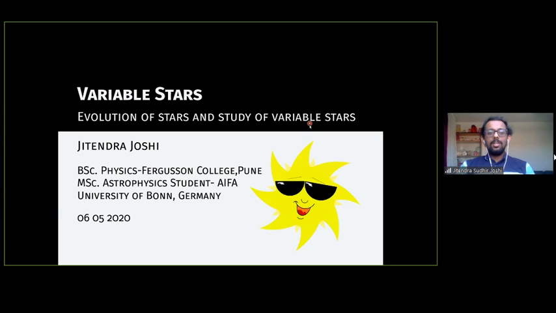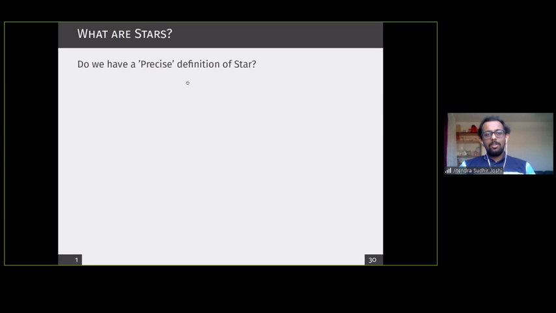So as usual, my first question always is, what are stars? And do we have a precise definition of a star? It's more like defining a continent. When we say a continent, normally geographically, we say it's a large expanse of land covered by sea or ocean on all sides. But in that case, Africa, Asia, and Europe will be a single continent. But again, we divide it politically, so we have these three different continents. So in geographical terms, we say that there's no precise definition of continent.